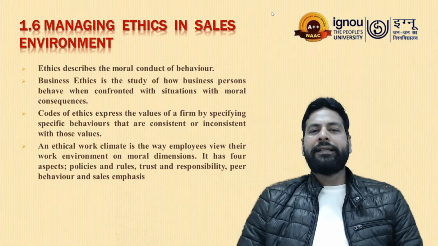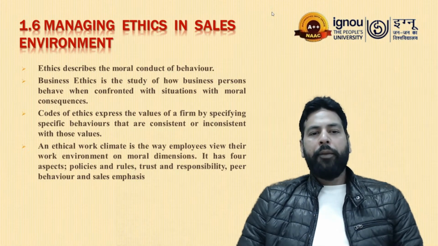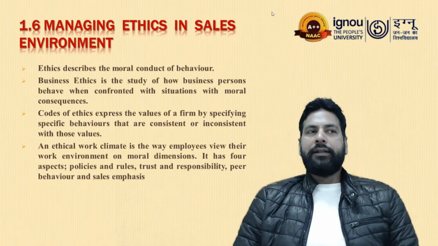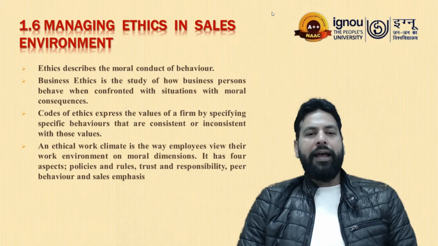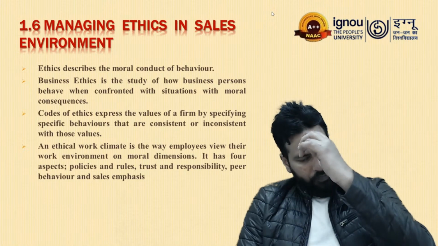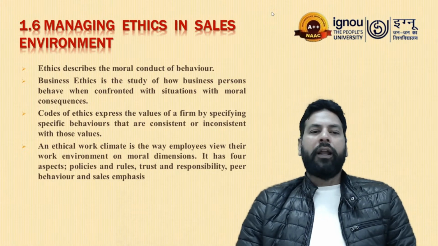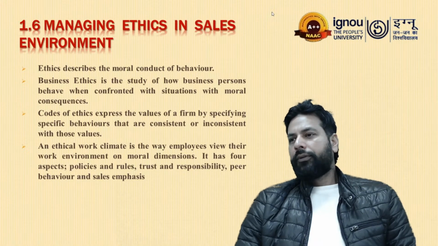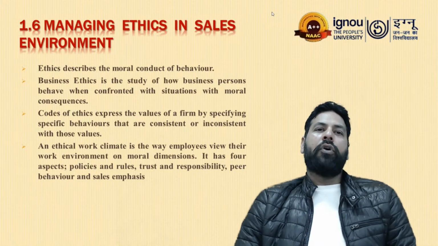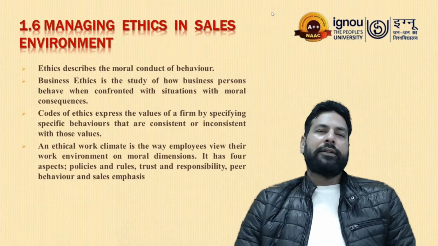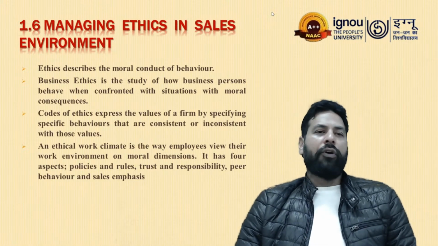If you see the last fourth point, it has 4 aspects: policies and rules of the companies, trust and responsibility, peer behavior, and sales emphasis. The entire environment has a lot of impact on the sales team. So your policies, your rules, the trust factor, the peer group, my colleagues, and also what is the emphasis on making a sale. All these factors make the sales team very dynamic and very exciting. So there must be ethics and values involved in this.